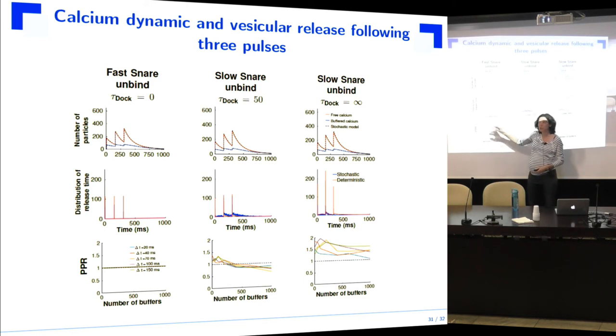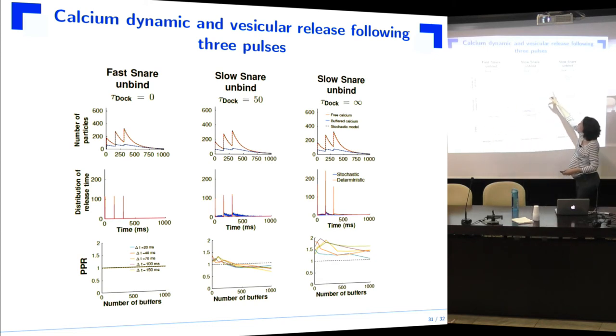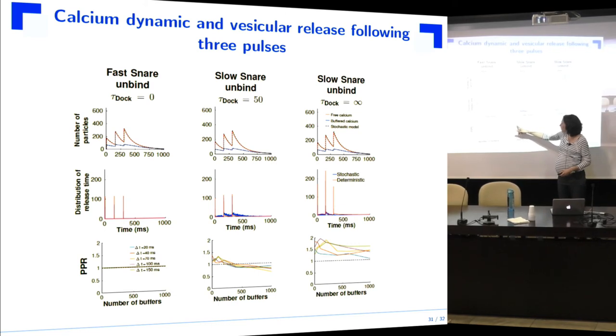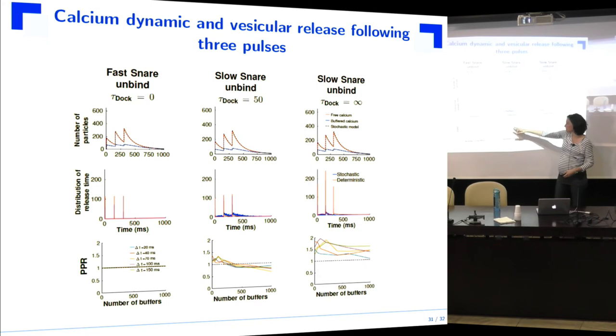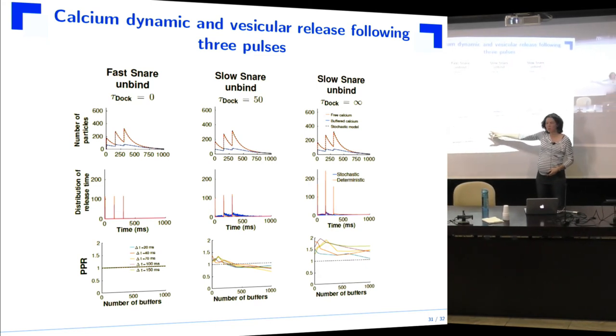The model shows that your distribution of release time is always going to be the same, and your synapse is going to be extremely reliable, always responding the same way. But if you have a slow unbinding from the SNAREs, then you start to get those double shapes. Depending on the number of buffers, your synapse can go from facilitating here to depressing here. This curve represents the ratio of the first two spikes.